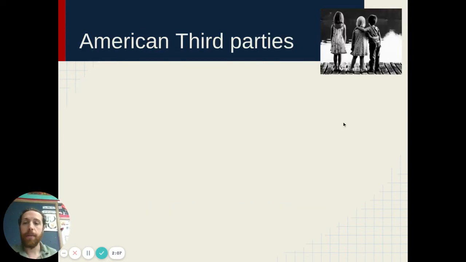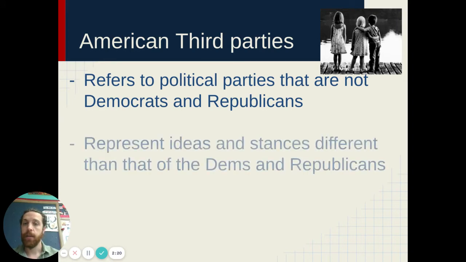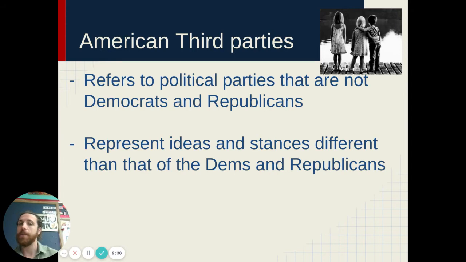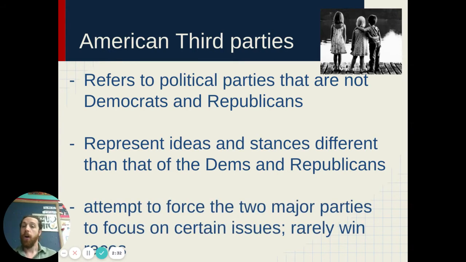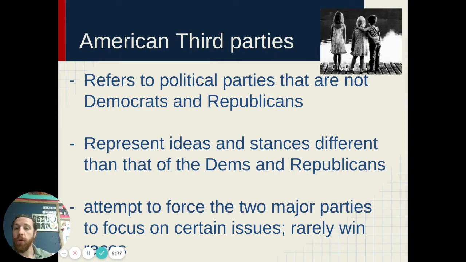Now, if we're talking about America's third parties, we can really refer to any political party that exists in the United States that is not the Democrats or Republicans. They are likely representing ideas and stances that are different than that of the Democratic Party and that of the Republican Party. They might be similar, but they're going to be somewhat different. Oftentimes, they exist to make the two major parties focus on certain issues. But as we're going to see here in a second, they rarely win races.